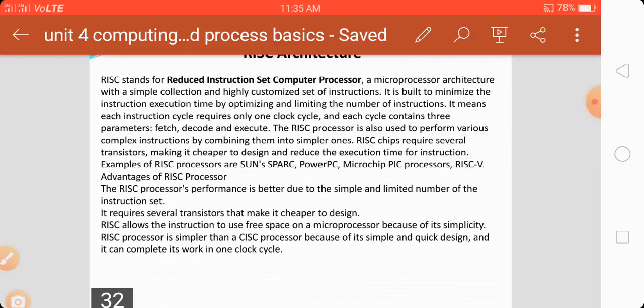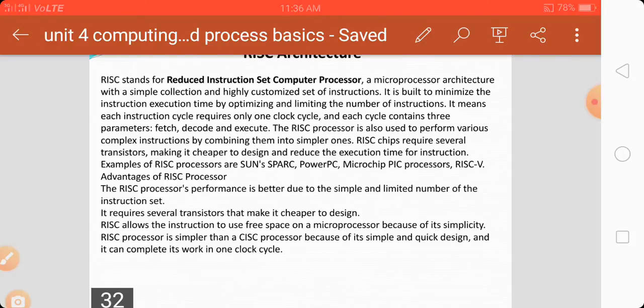In this section we will study the RISC architecture and CISC architecture. So let us start with the RISC architecture. RISC architecture means a reduced instruction set computer processor architecture. R for reduced, I for instruction, and S for set computer processor. RISC stands for Reduced Instruction Set Computer Processor.